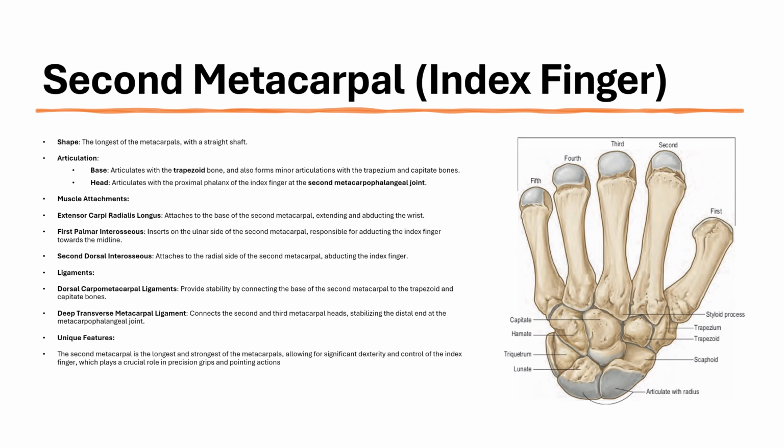It has the unique feature that the second metacarpal is the longest and the strongest of the metacarpals, allowing significant movements and control of the index finger, which plays a crucial role in the precision grip and pointing actions.